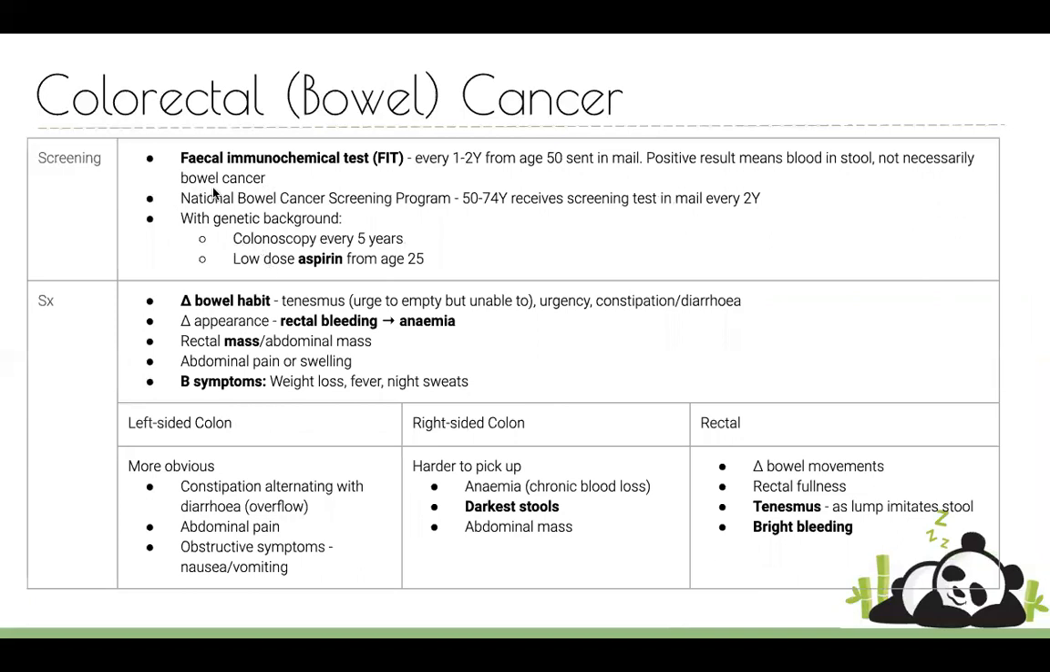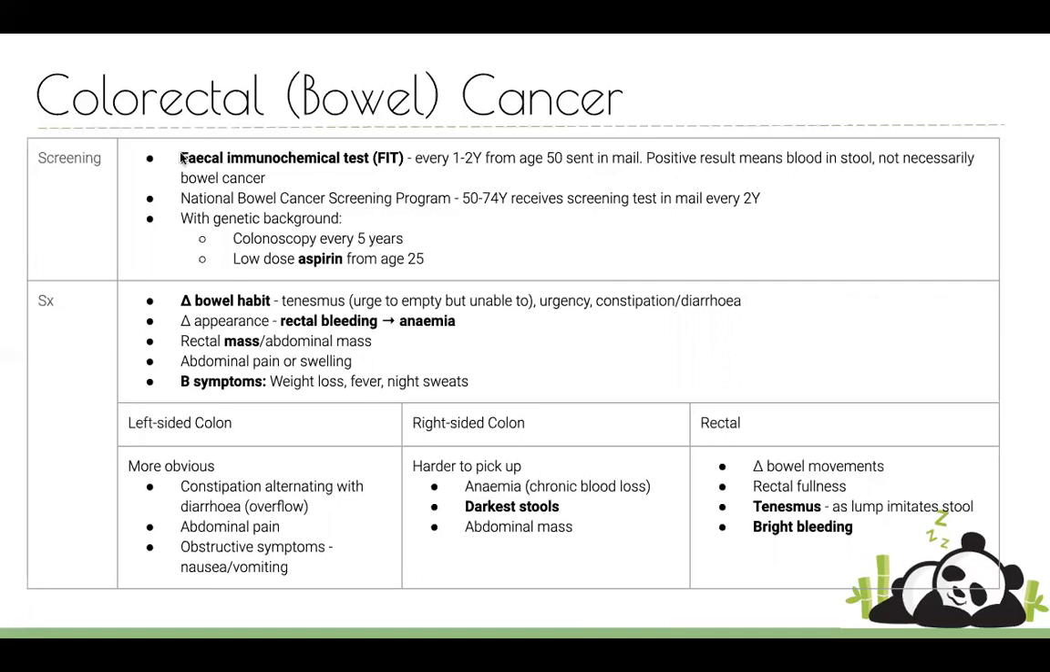Screening is done in Australia every 1 to 2 years for everyone above the age of 50. This FIT, or fecal immunochemical test, is sent to everyone above the age of 50. And it's really important to note that a positive does not mean they have cancer. A positive means that there's blood in the stool, which is something that the cancer may cause, but it also could be anything else that causes blood in the stool.